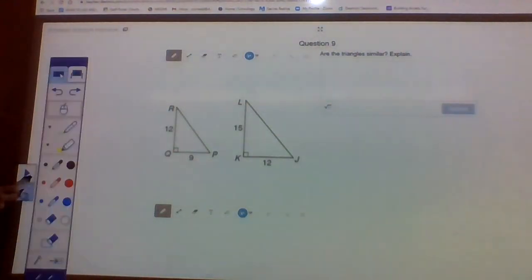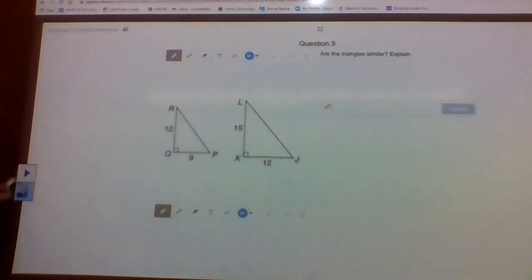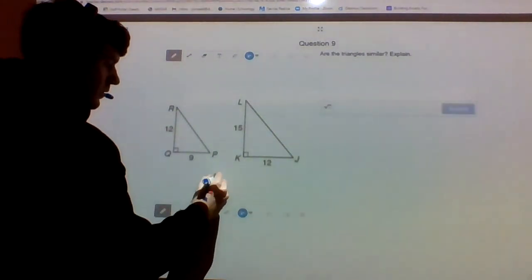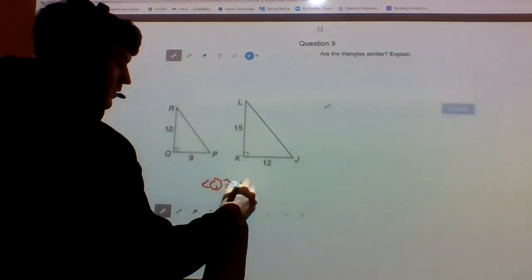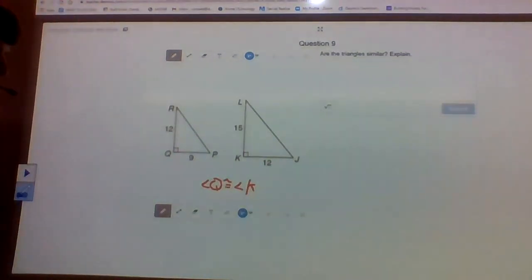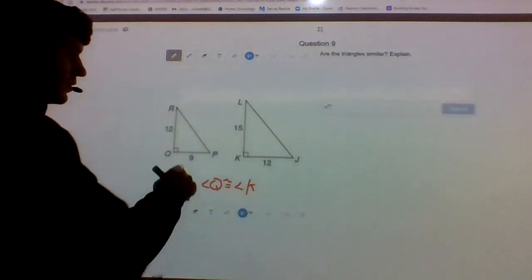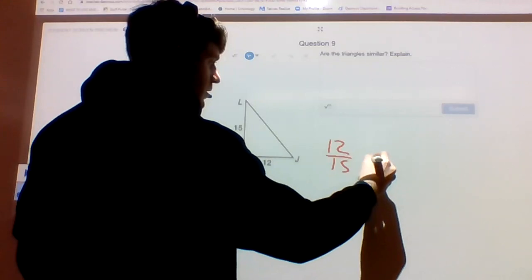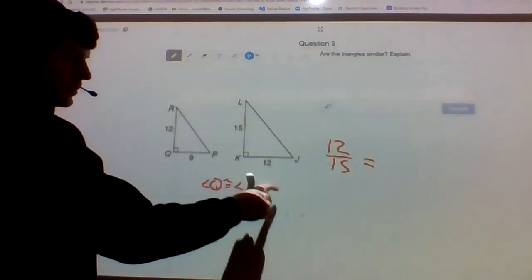All right, the next one here. We have one pair of angles congruent, right? Angle Q is congruent to angle K. That's not enough yet, though. We have to check the sides, so we have to see if the ratios are equal. So 12 will match up with 15. 9 will match up with 12.